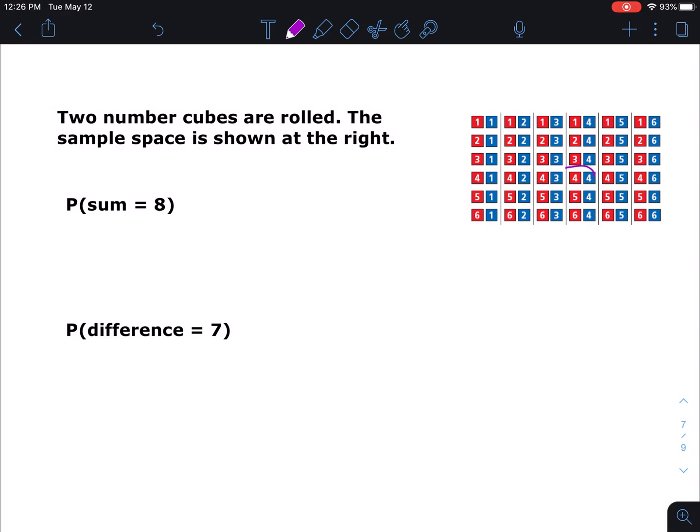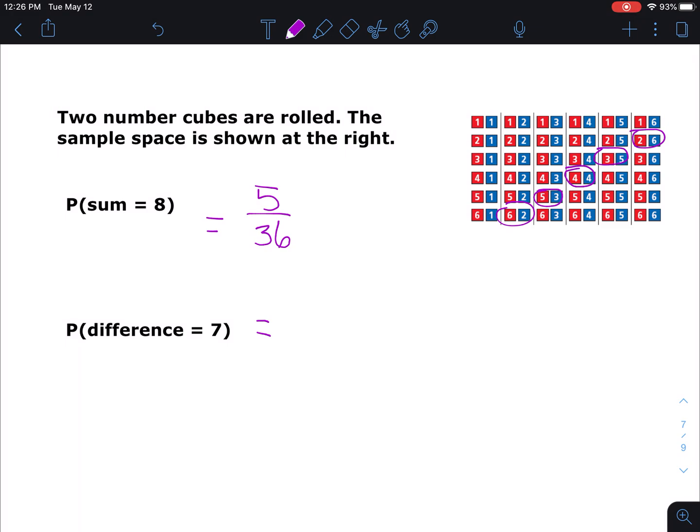So that would be 4 and 4, 5 and 3, 6 and 2, 3 and 5, and 2 and 6. So if they go the other way. So there's 5 there, out of 36 total there. Now again, you want to try to reduce that if you can on your calculator. In this case, that's already reduced, or change it to a decimal if you'd like, or a percent. So that would be the probability that you get a total of 8.